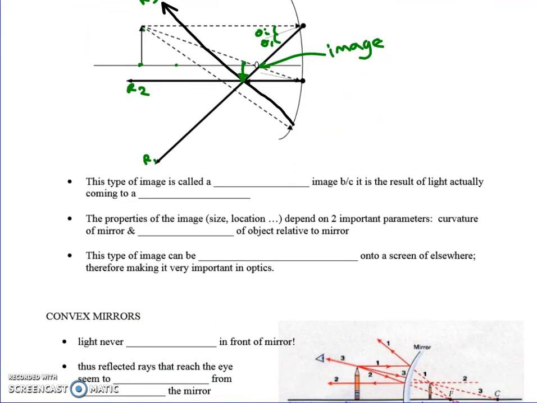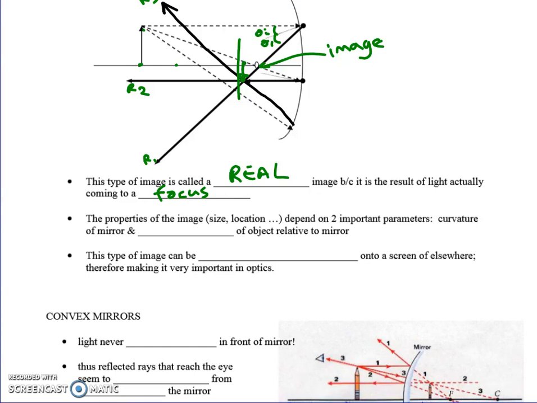This type of image is called a real image. Why is it called a real image? Because it's the result of light actually coming to a focus. Light is really there. Okay, if you look at it through the mirror, you will see that's where the image is. If I were to put a screen right here and have the mirror there, the image would form right on that screen. So let's talk about other properties.